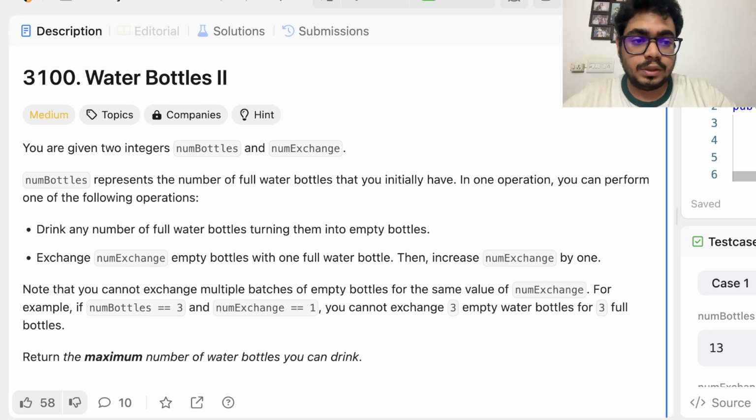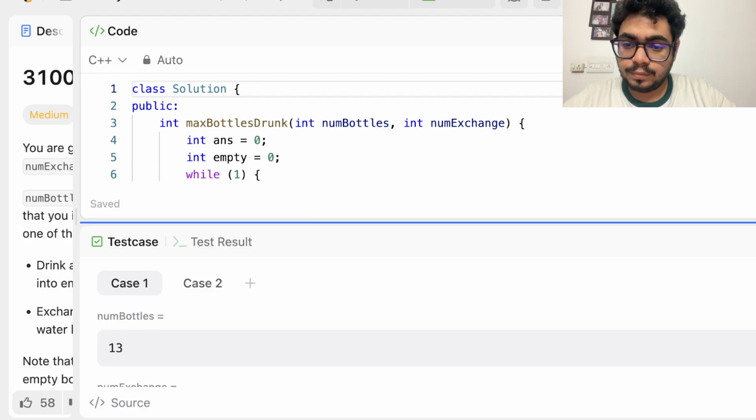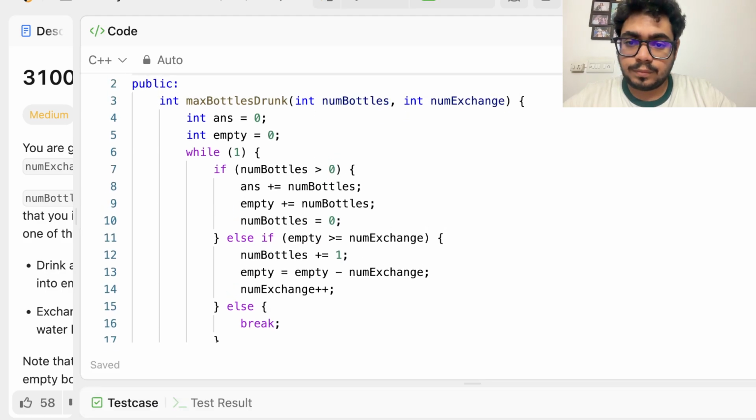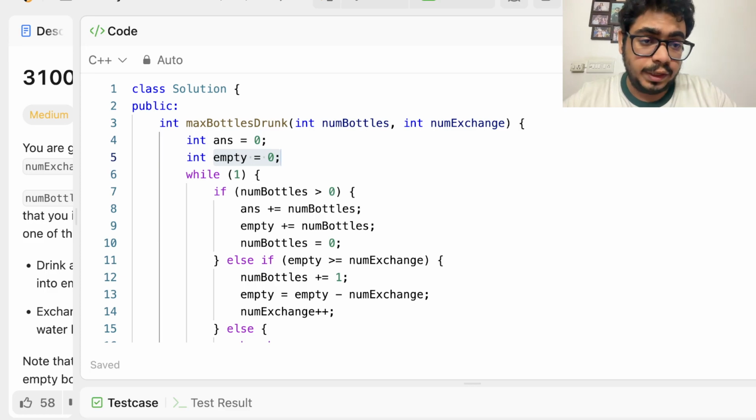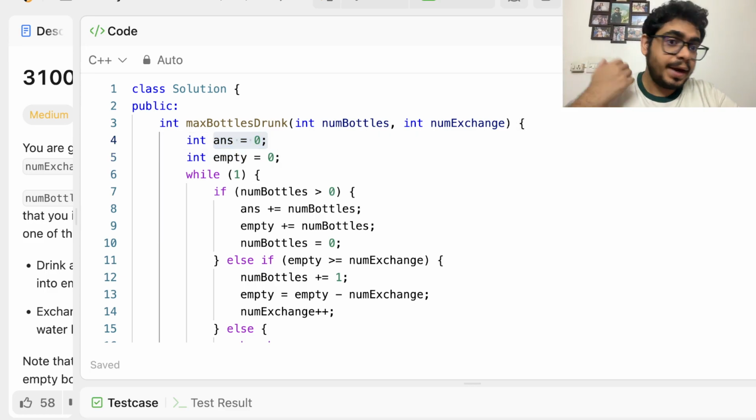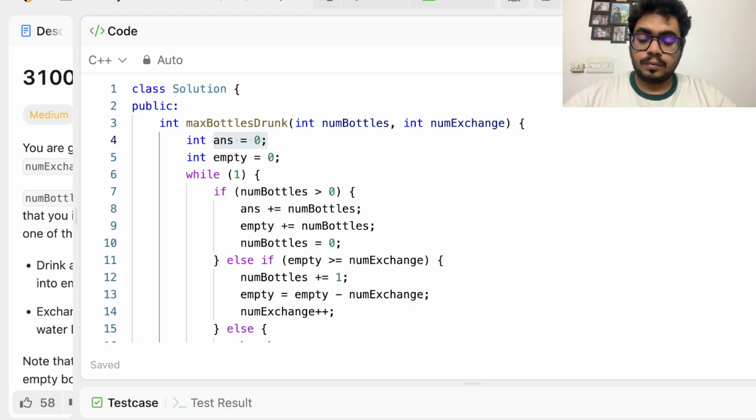Exactly this thing I have written in the code as well. So if you check out the code, initially we have number of full bottles, we have num exchange. I have declared an empty bottles variable which is 0 as of now, like we don't have any empty bottles. And I have my answer, which is the number of bottles that I drink, which is again 0.